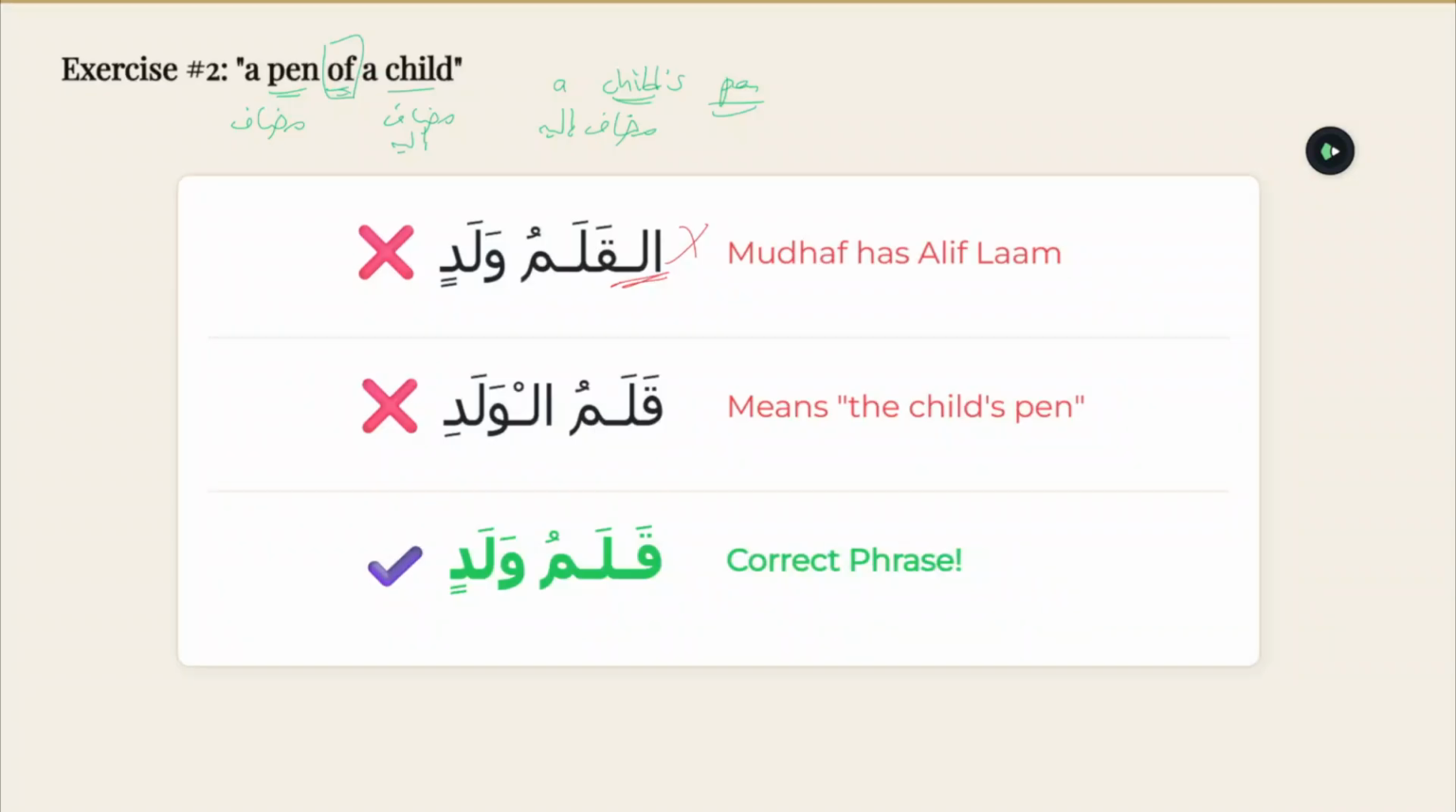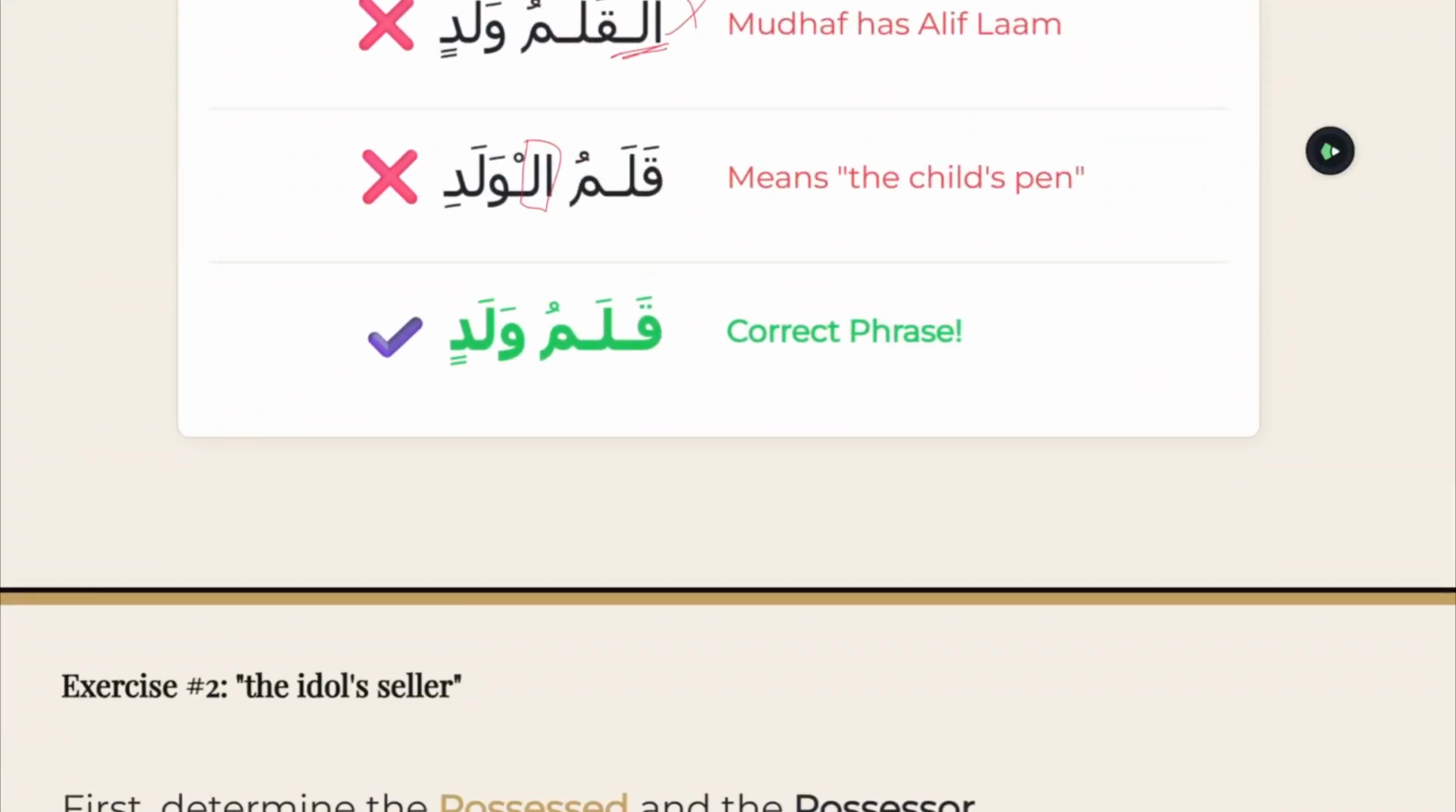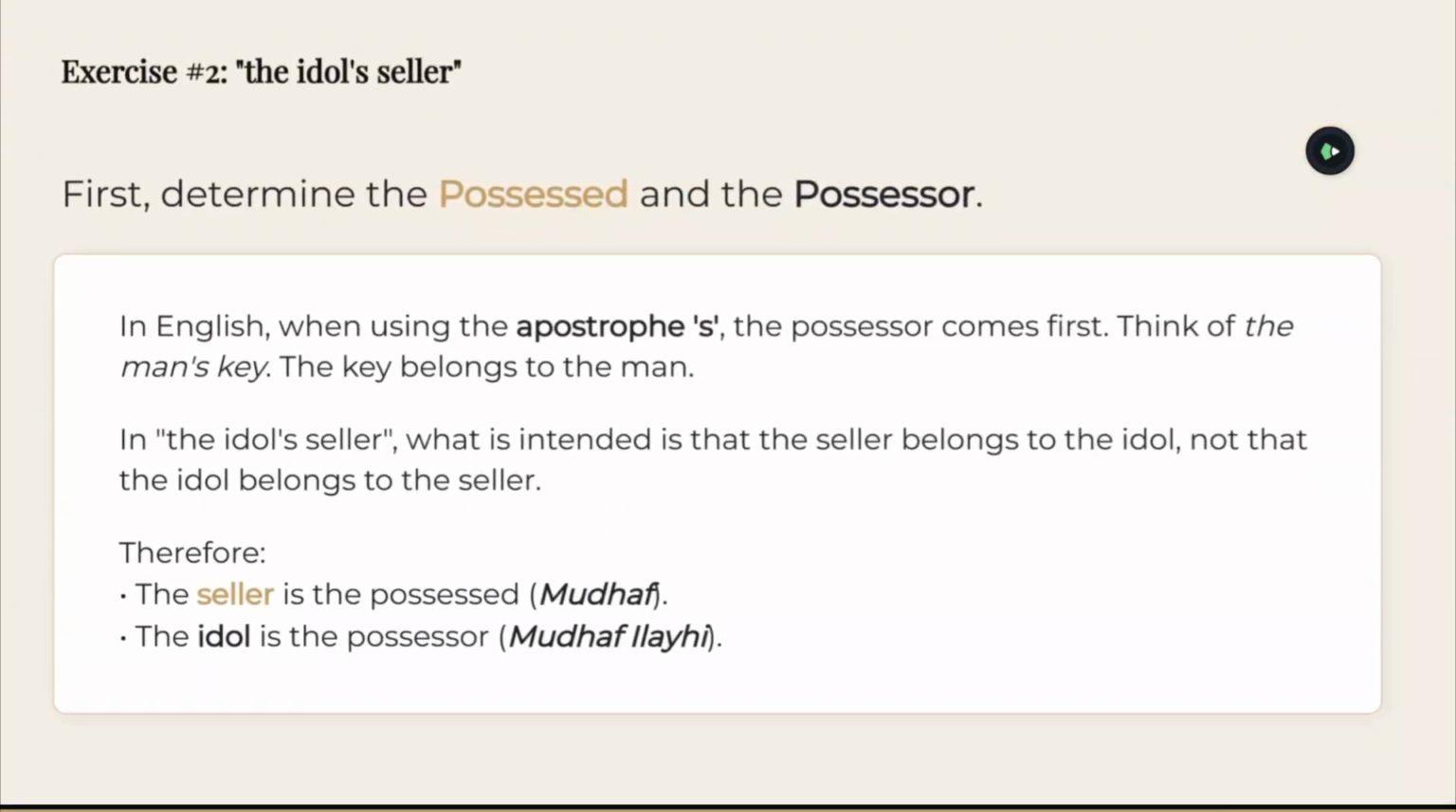Qalamul waladi, on account of the rules of mudaf ilayh, is correct, but the translation is incorrect. Because I don't want the child's pen, I want a pen of a child. If you add an alif lam to al walad, that becomes the child's pen. That's not what we're looking for, right? So the correct phrase over here is qalamu waladin. Qalamu waladin. Okay. The idol's seller.